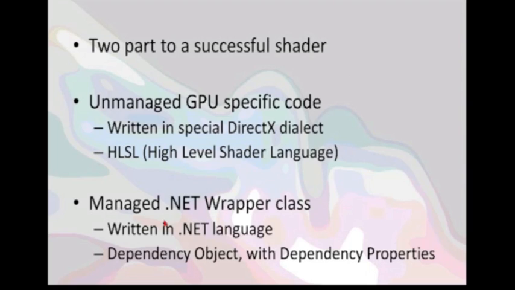but the two common ones are C# and VB. And this will be a dependency object that derives from the dependency object-based class, and then you expose dependency properties. So each item that can be manipulated programmatically in the unmanaged shader usually also has a managed property inside your shader effect class that is used to bind to and run animations on and those other things that you would do in a WPF or Silverlight application.